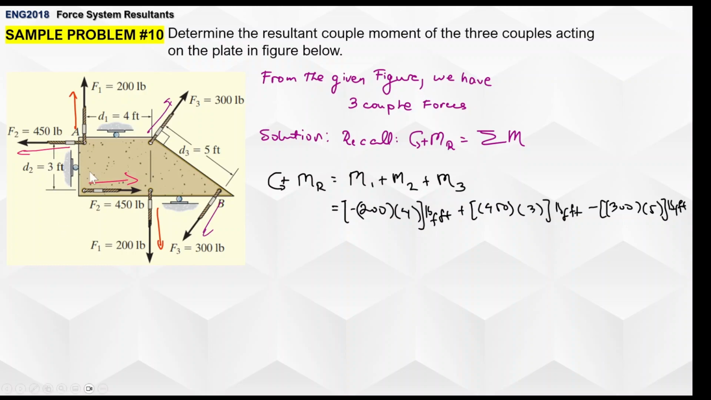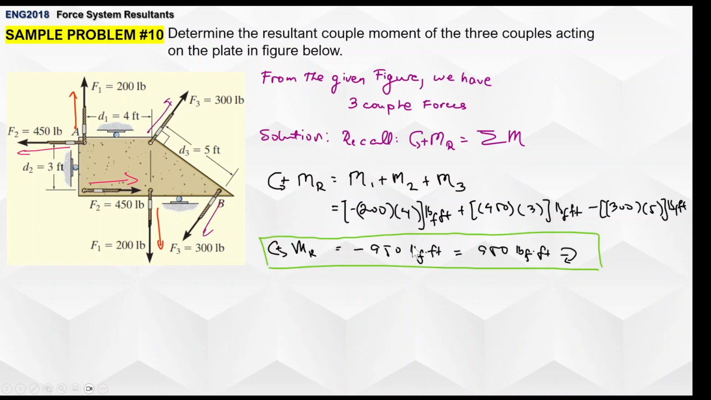So if it goes this way, this is counterclockwise, and this way is clockwise. Okay? So you just follow their rotation, where they are going. And the good thing about it is it's already indicated by its arrow, so it's a lot easier to identify whether they're positive or negative. So the resulting couple moment is negative 950 pound force feet, or simply 950 pound force feet, with the clockwise symbol, and then write the word clockwise. Okay.